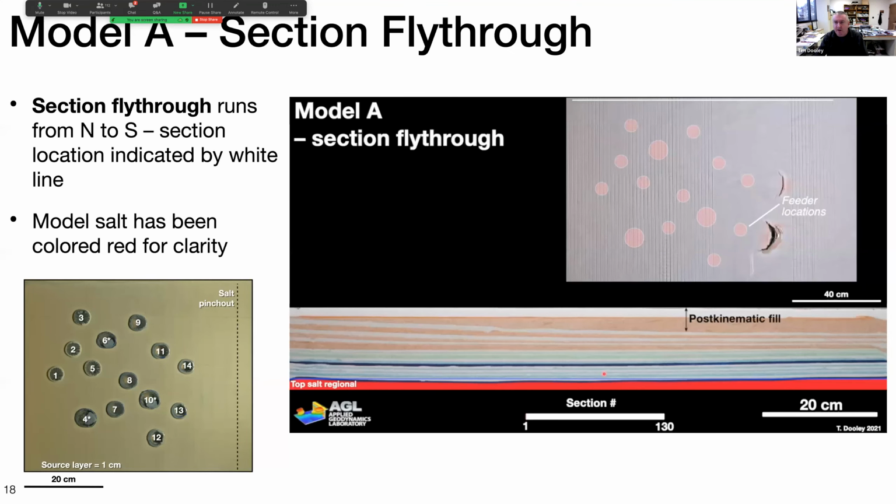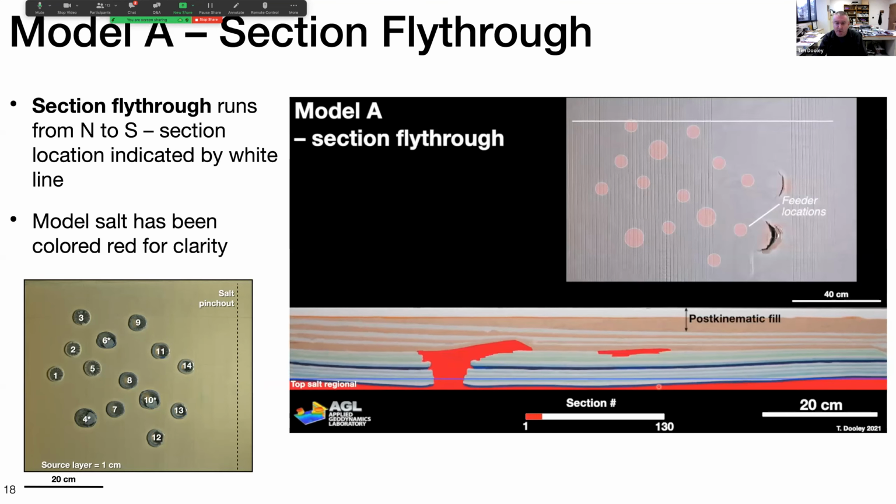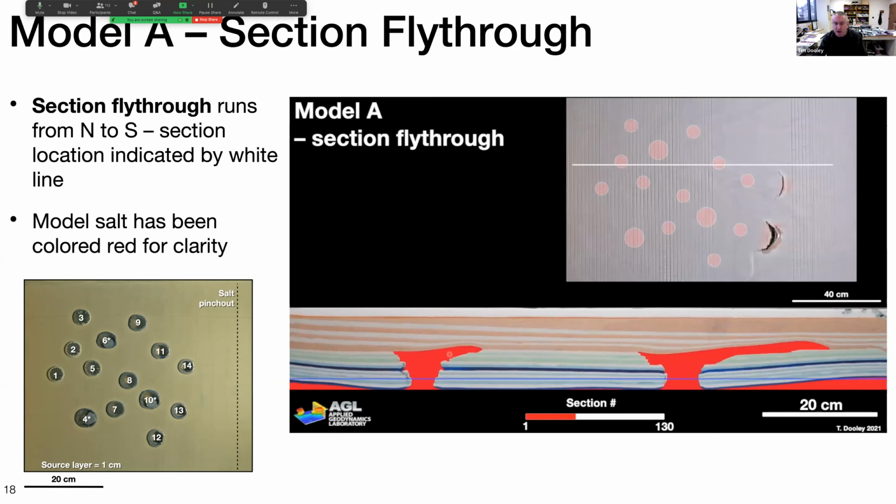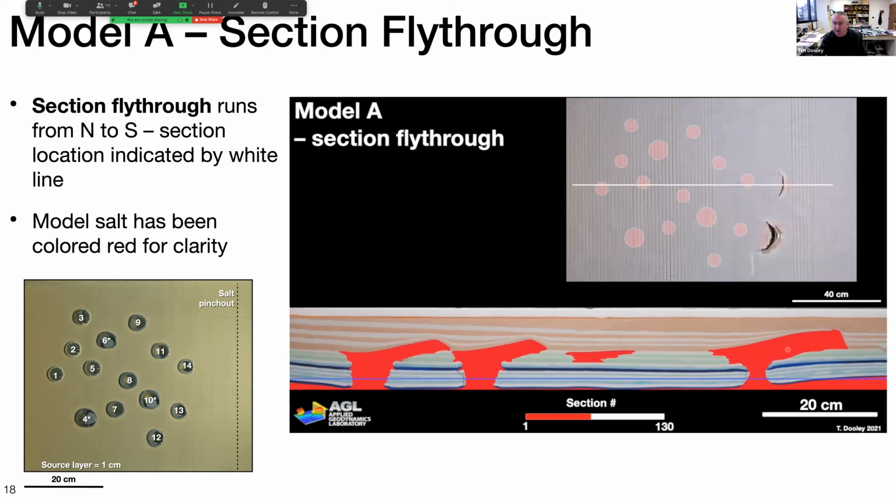So we will skip on that. I'm going to show you sections through here. They are going to run from north to south here. My salt here has been colored red, so it's easier to see. So we're going to go down. I'm going to go through feeder systems, and you can see just about all of them are asymmetric.